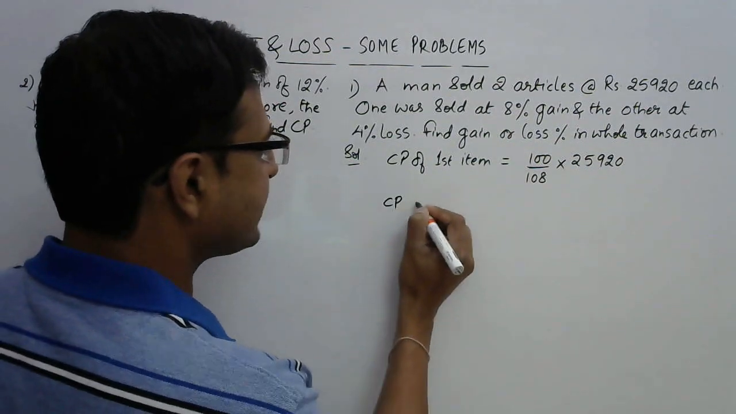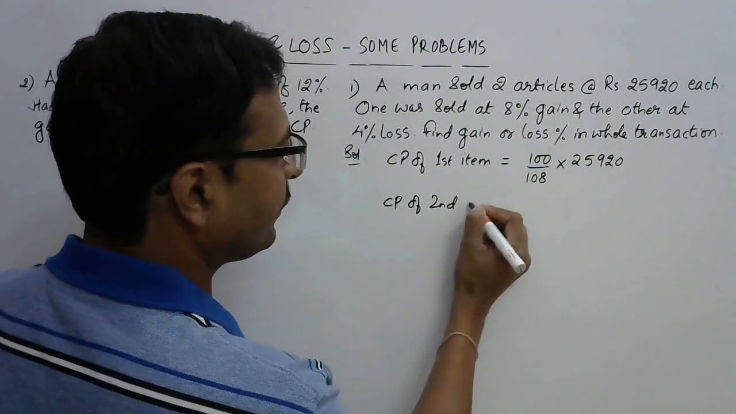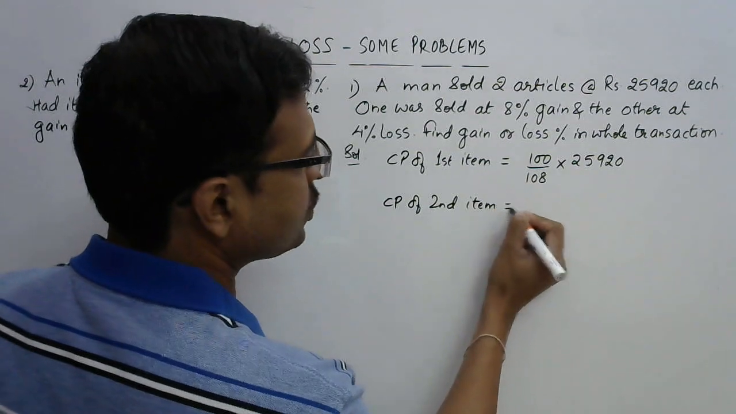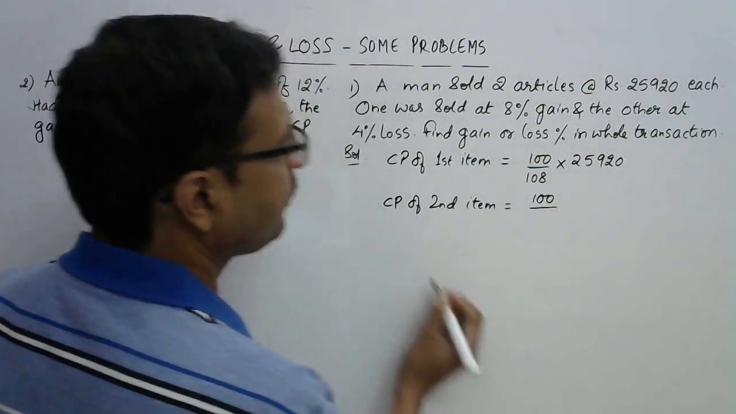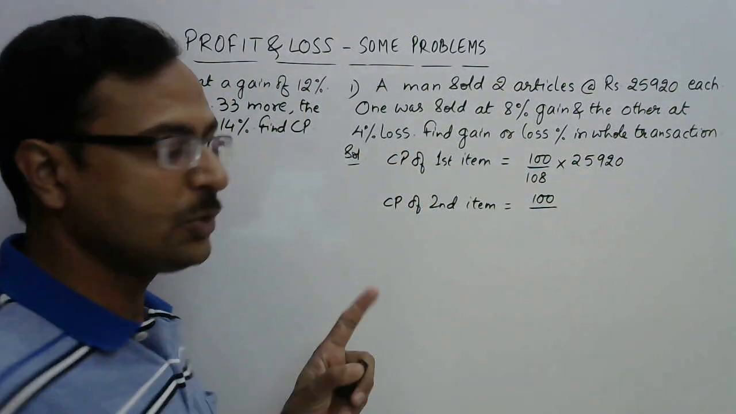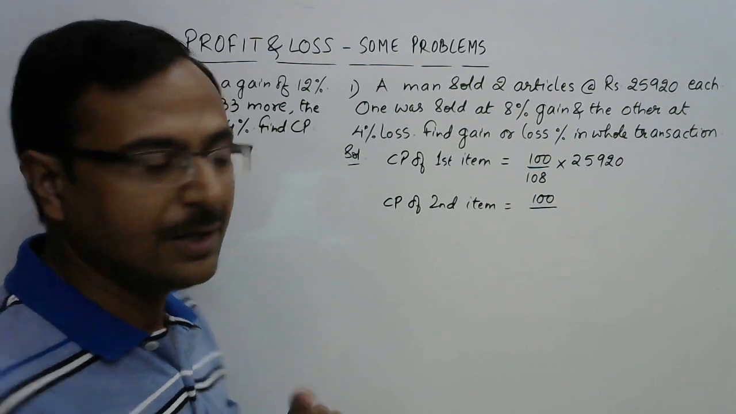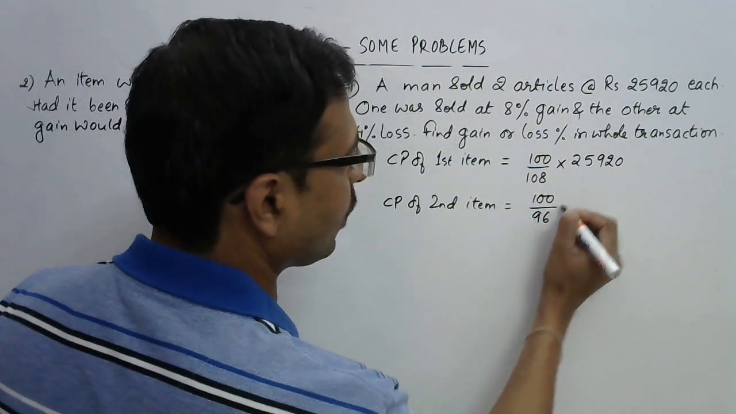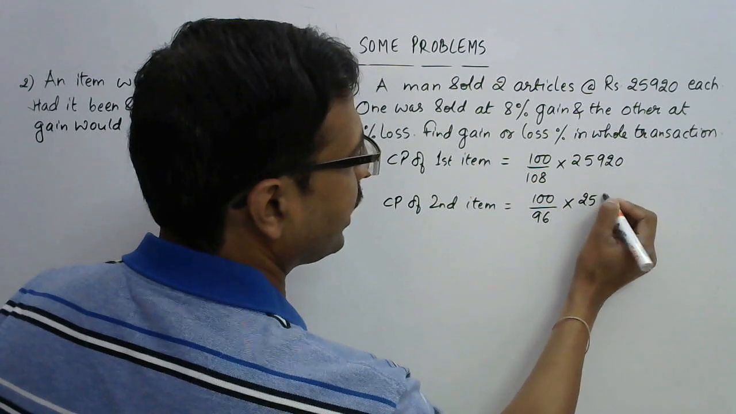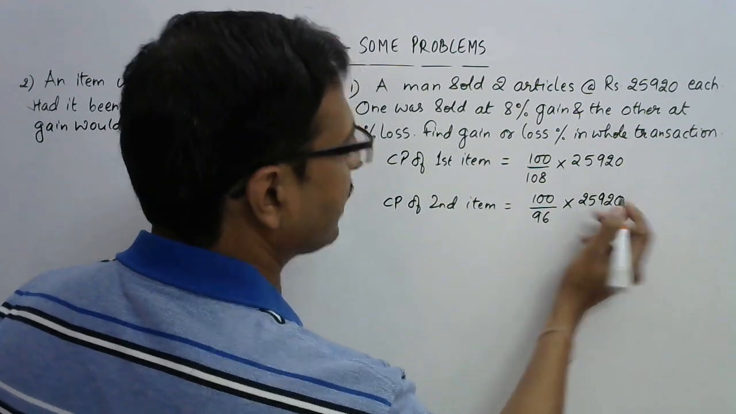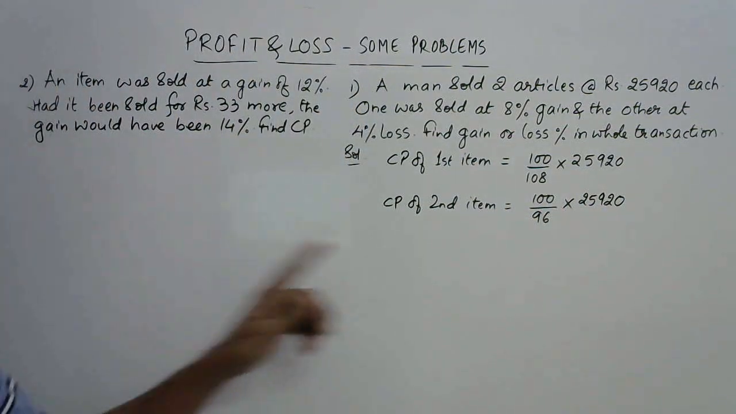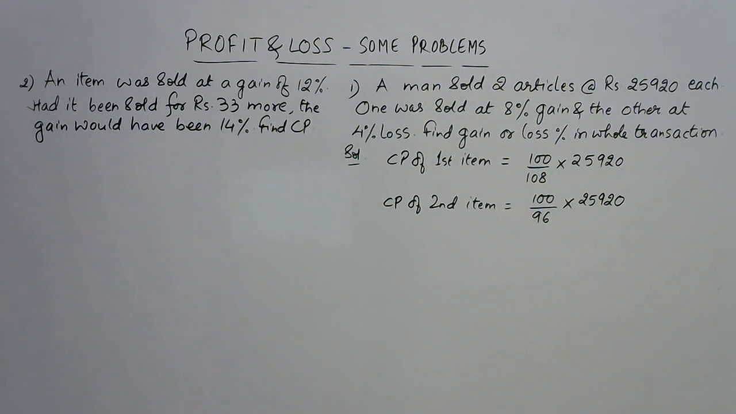Likewise, if you want to find the CP of the second item, then again you need to write 100 and not plus, since it is a 4% loss. So you need to subtract 4 from 100, thereby giving you 96 in the denominator, and 25,920 is the selling price, so that will come in the numerator here. Now we need to just simplify this. I've already simplified this for you so that we can save time.